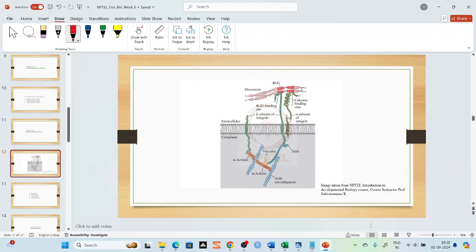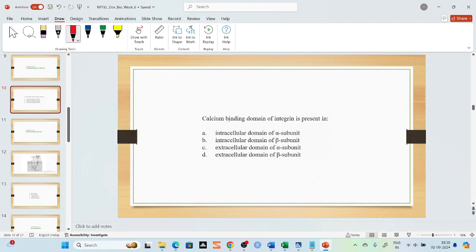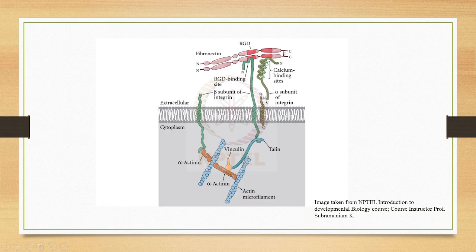Now, let us see this figure. The question was the calcium binding domain of integrin. So you see, this is your integrin. These are the calcium binding sites, and this is the alpha subunit of integrin. And this is the beta subunit of integrin. So this whole is your alpha subunit of integrin. So where is your calcium binding site present? In the alpha subunit or the beta subunit? It is present in the alpha subunit of integrin. Now this figure is important because our next question is also going to be from this figure. So just look at this figure carefully. Then I will switch to the next question.